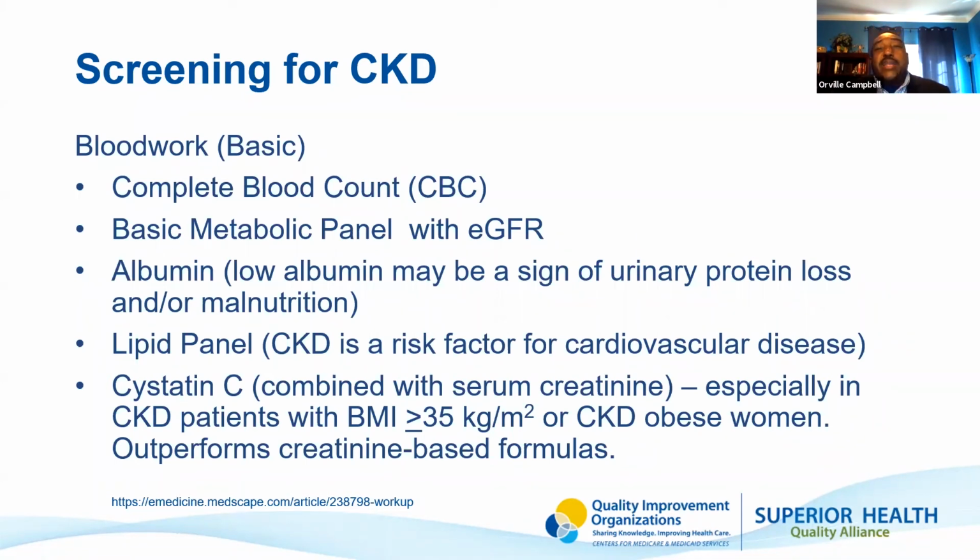Cystatin combined with creatinine can also help in patients who have a BMI greater than or equal to 35, or in obese women. Cystatin is filtered, but it's not secreted and it's not reabsorbed. So it's a great factor for individuals who tend to have a lower GFR because of obesity, but may not actually have chronic kidney disease. Cystatin C, again, is filtered, but it is not secreted. Next slide.